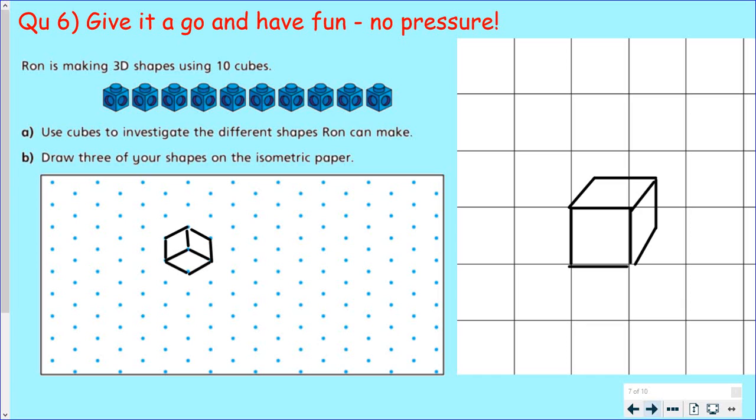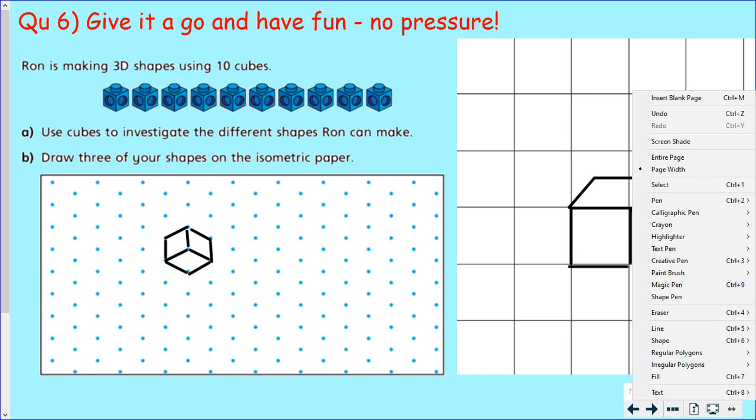If you print the sheet, you'll be able to draw on the isometric paper down here, and I've just shown you how to draw a 3D cube. Okay, so you make your square at the bottom there, and then you go up, up. I might just show you again with pen.